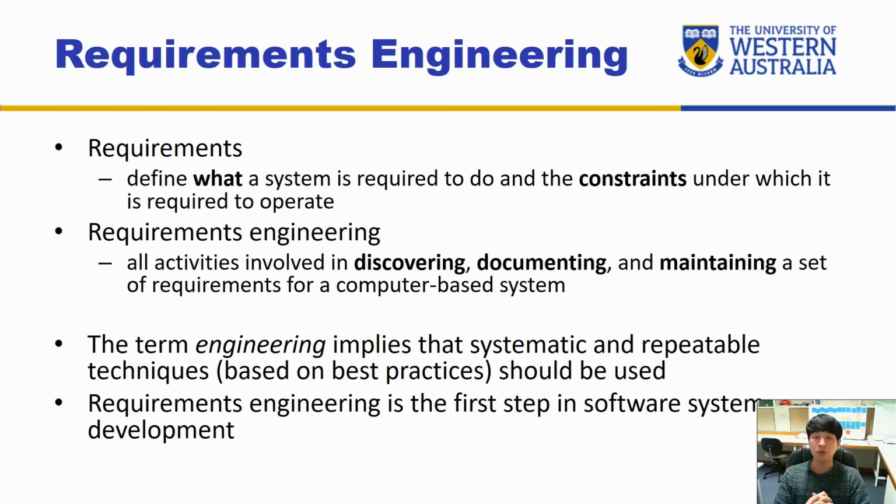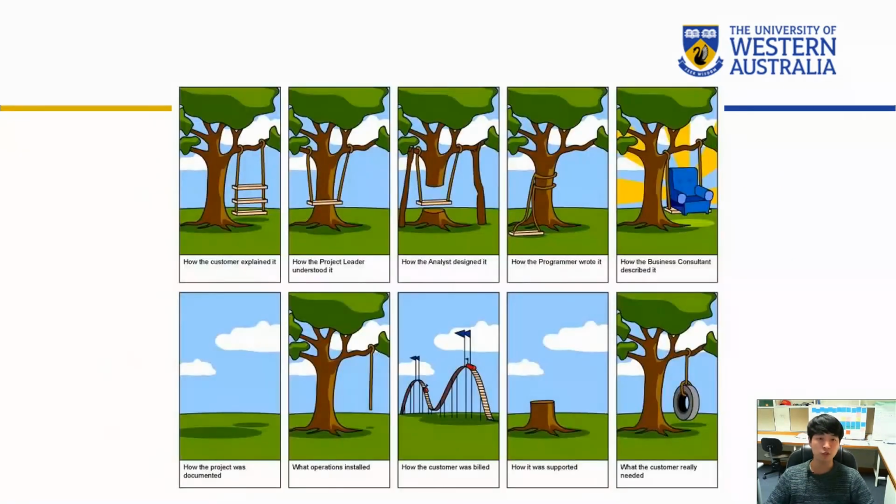The term engineering implies that systematic and repeatable techniques based on best practices should be used, not just an ad hoc give-it-a-nudge-and-see-if-it-moves kind of approach. You will have some sort of procedure to follow and ensure that you complete each of the set-out tasks. Requirements engineering is the first step in software system development. So you need to understand all the requirements that you would like to develop.